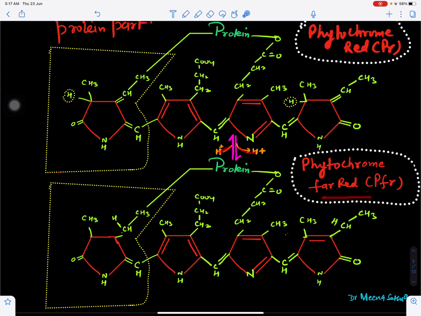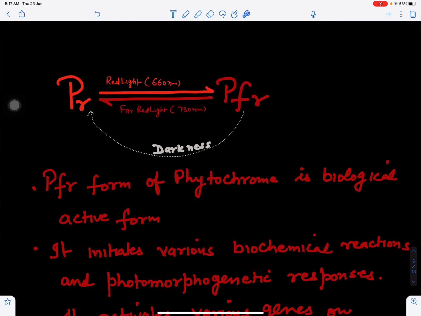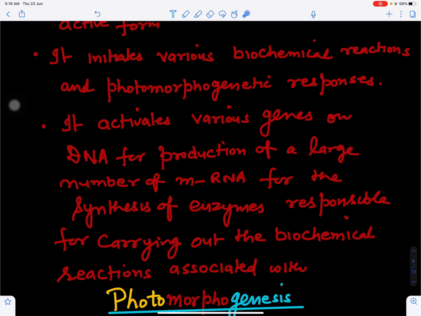So this is red and this is far red, PR, and it changes into PFR, and PFR can change into PR. PR, when it is exposed to 660 nanometer light, changes to PFR. And when this is exposed to 730 nanometer far red light, PFR changes to PR. So the PFR form of phytochrome is the biologically active form, right? PR changes to PFR. So this will initiate various biochemical reactions and photomorphogenetic responses.